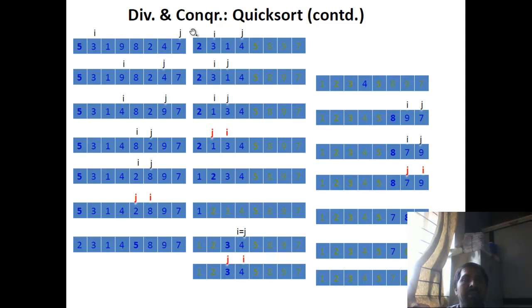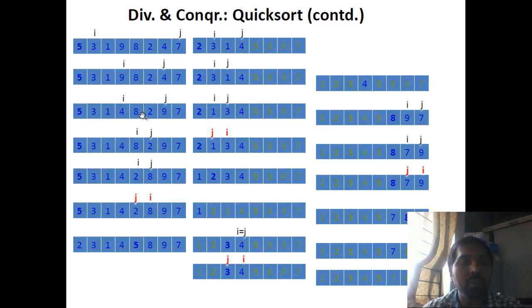So for example, we are taking the elements 5 3 1 9 8 2 4 7. 5 is the pivot element, and we take the left side index as i. When scanning the elements from the left side, we compare with the pivot element to find a bigger element. So 3 is not greater than 5, 1 is not greater than 5, 9 is greater than 5, so we fix the i position. Then from the right side we take an element smaller than the pivot. So 7 is not less than 5 and 4 is less than 5, that is j. So we fix i and j in position. So we can swap these two elements 4 and 9.